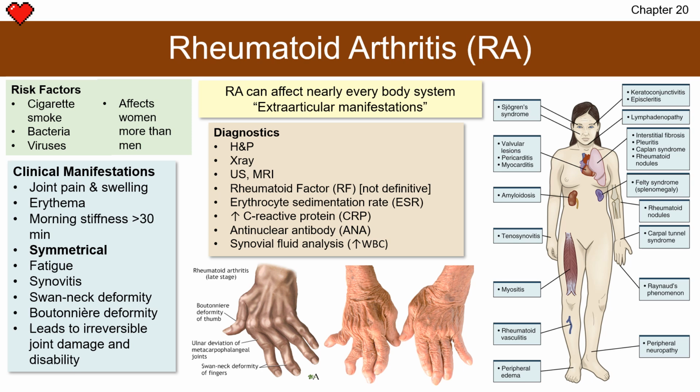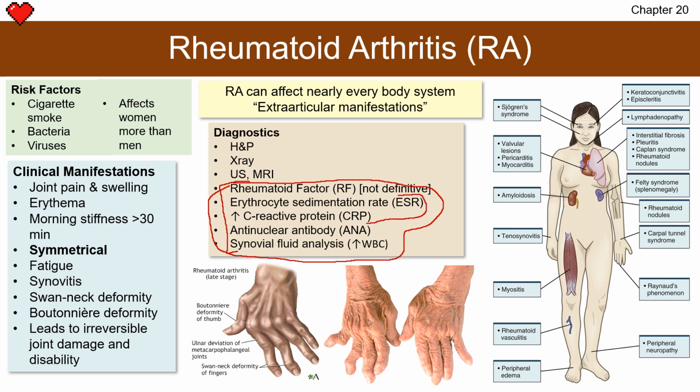So continuing on, ultrasound, MRI, other imaging, blood tests. So we can do rheumatoid factor, RF, ESR, which is erythrocyte sedimentation rate, CRP, which is C-reactive protein, anti-nuclear antibody, and synovial fluid analysis. So all of these things are not definitive. They're just used in combination to try to figure out what it is. So we're going to do RF factor. We're going to do inflammation tests, which are ESR and CRP.